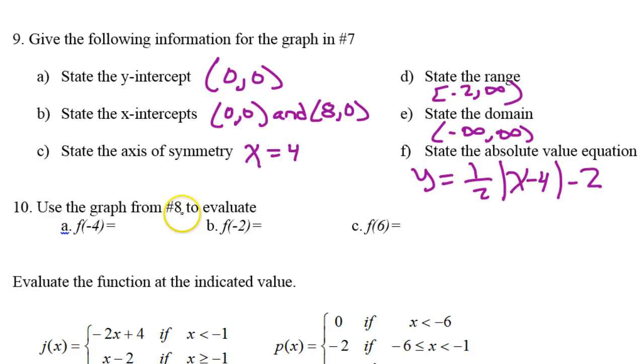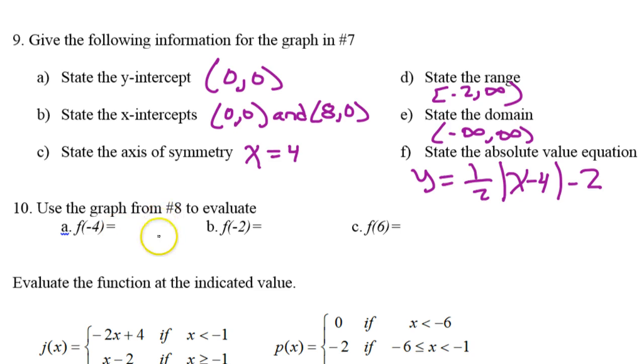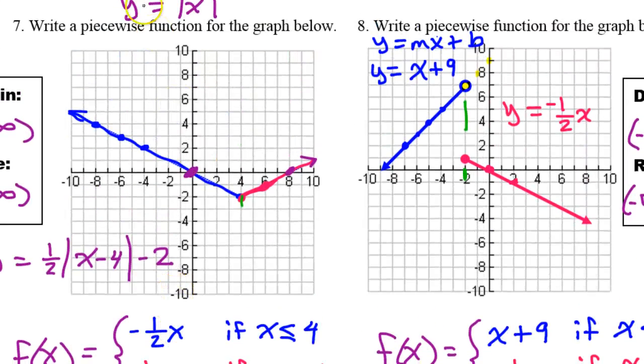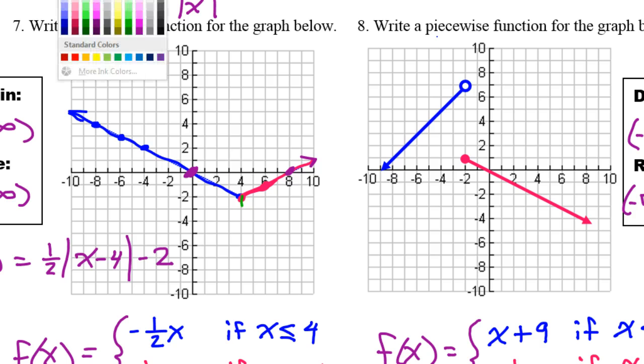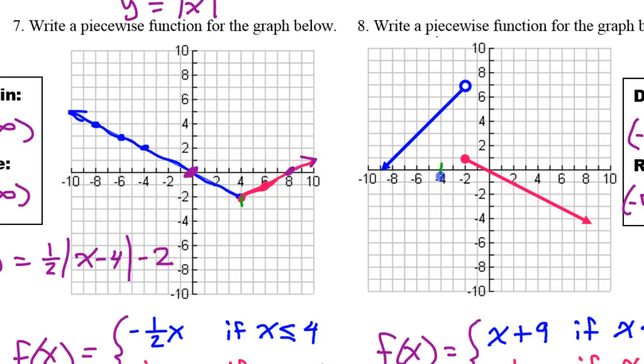So using the graph from number 8, let's evaluate the function at these x values. So f at -4. Now these are x values, so -4 when we're looking at number 8. Okay, so let's look at an x value of -4. So here's the x value of -4, and I see that at this x value, the function is here.